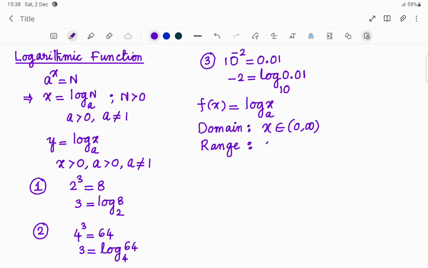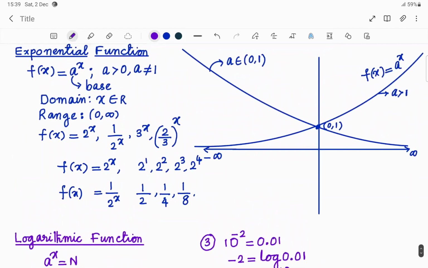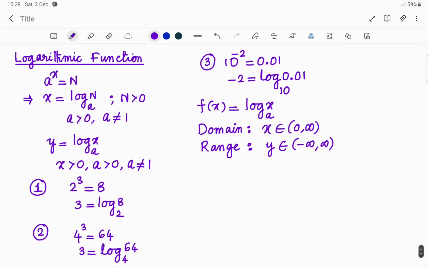Range is y belongs to minus infinity to infinity. You can see which is exactly opposite of this. Here domain is all real numbers, range is positive real numbers. So coming to logarithms, domain is positive real numbers, range is all real numbers. And that is why we say logarithm is inverse of exponential functions.